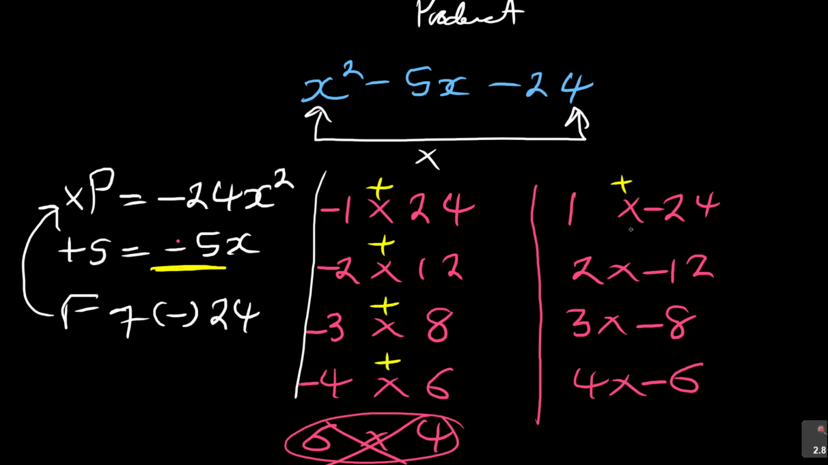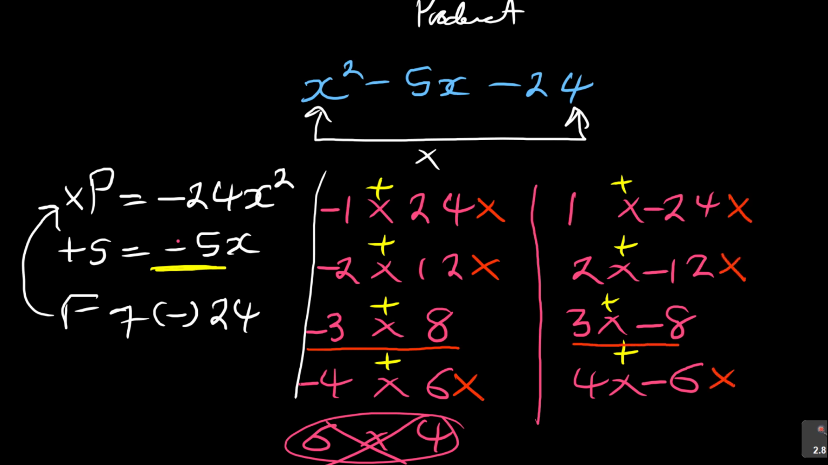There will always be only one set that is correct. So even if I add minus 1 plus 24, I can't get 5. This is too far apart. 2 and 12 can't give me a 5. They're too far. But here, be careful there. 4 and 6, even if I add them, no. So even here, no, no, and no.